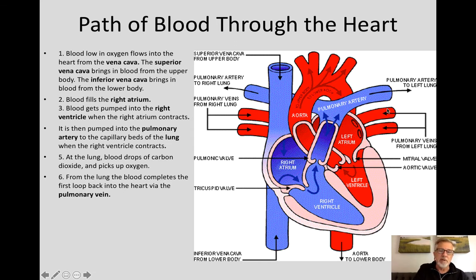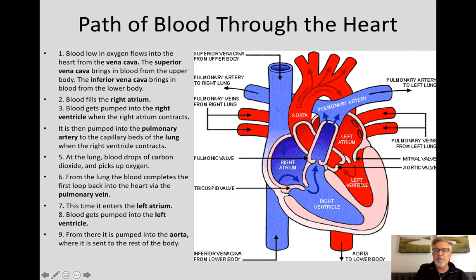So here are the pulmonary veins. Here are the two pulmonary veins coming from the left lung and the two pulmonary veins from the right lung, and they're going to dump blood into the left atrium. When blood enters the left atrium, it will get pumped to the left ventricle when the left atrium contracts. From the left ventricle, it'll get pumped into the aorta when the left ventricle contracts. So you should memorize that blood flow through the heart.